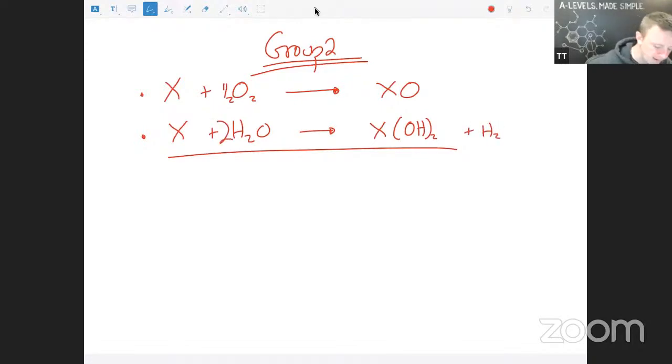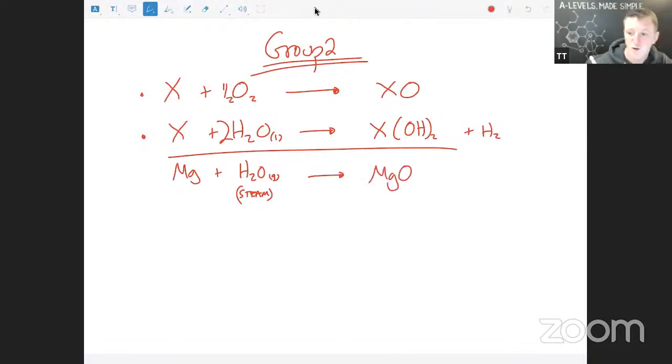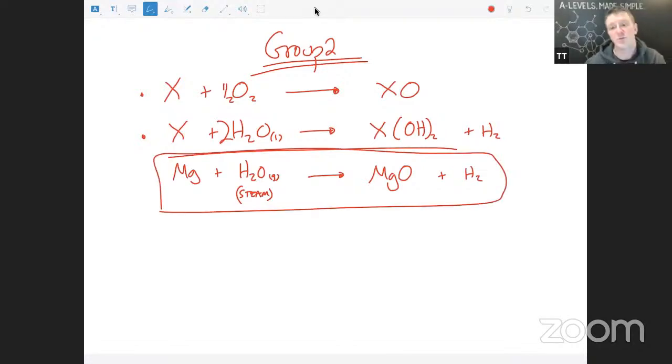Of course, we need to balance that. Now, magnesium specifically will do that, but really, really slowly, and that's liquid water. If we react it with gaseous water, so steam, because the reaction is so slow with magnesium and water, we get magnesium oxide, not a bright white light, because that's the burning of magnesium. So we get magnesium oxide and hydrogen. That's a different reaction for magnesium with water. We're going to talk about solubilities, don't you worry about that.